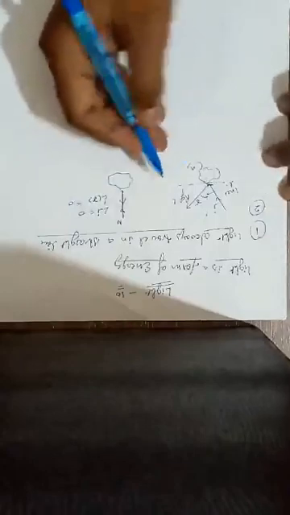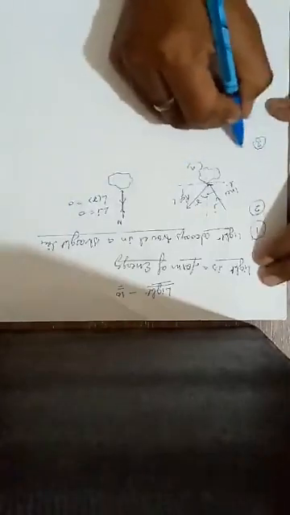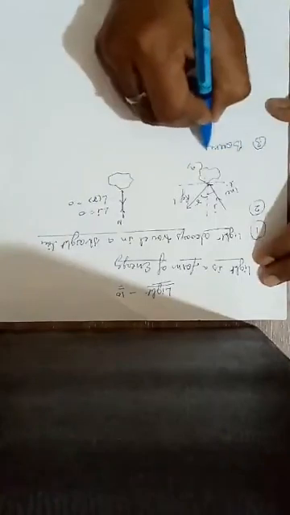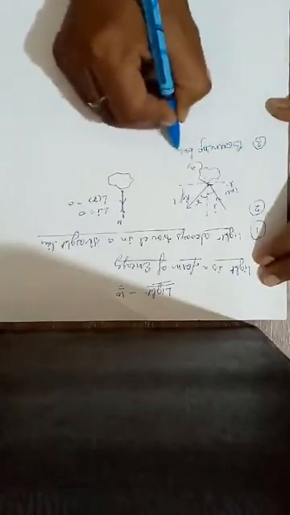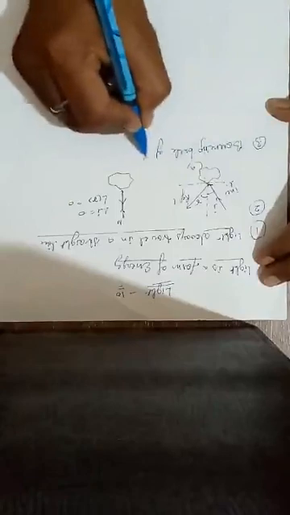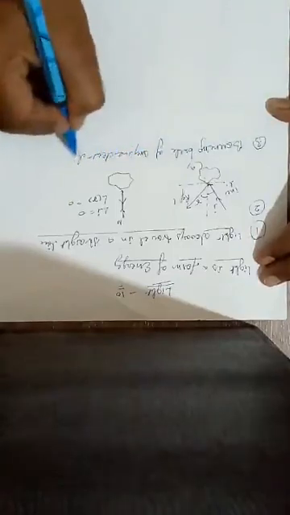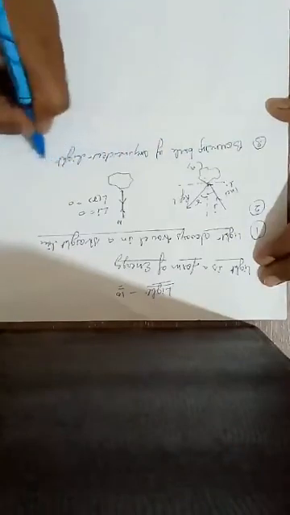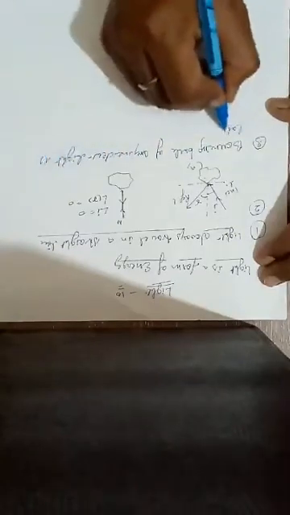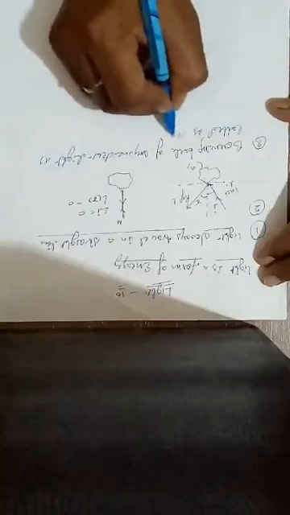That is called what? Reflection. Bouncing back of any incident light is called reflection.